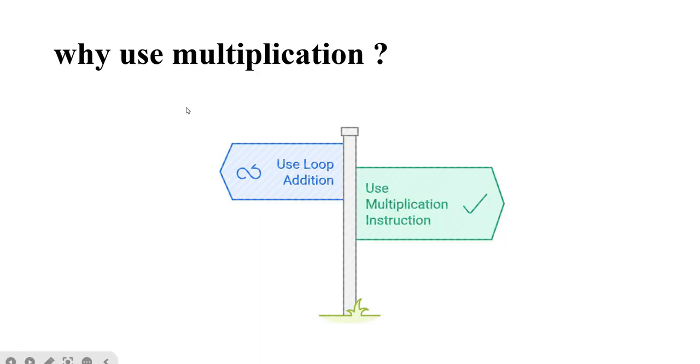Now why are we using multiplication to find the square? We can compute the square by using a loop which will add the number to itself multiple times. But a more efficient way is to use the multiplication instruction. So we are going for multiplication.